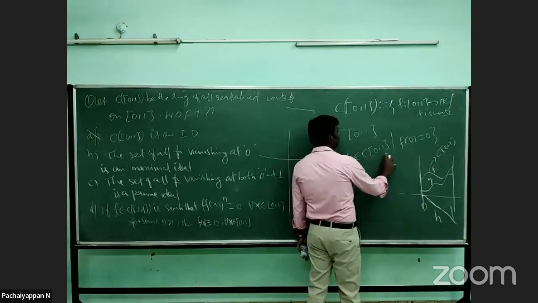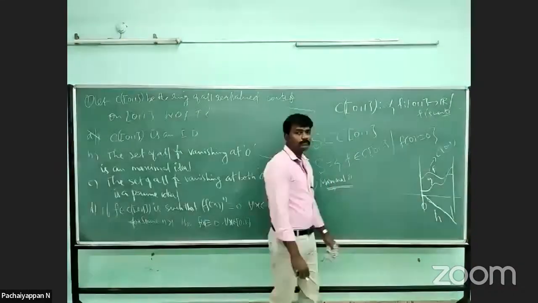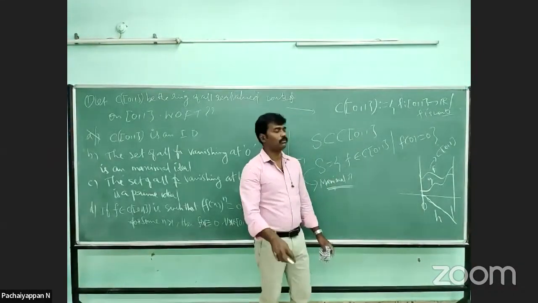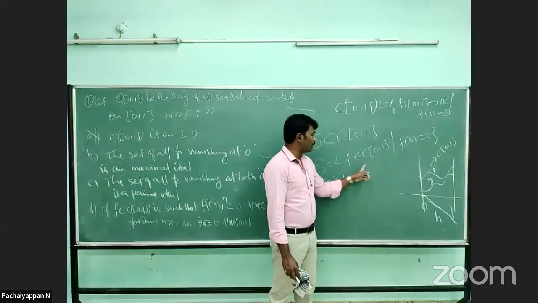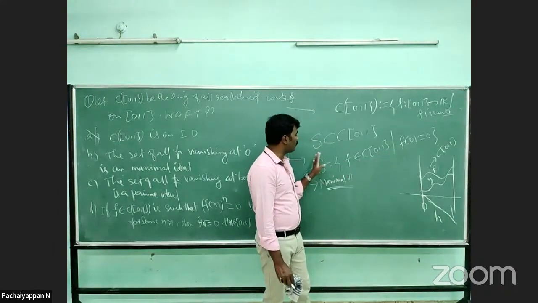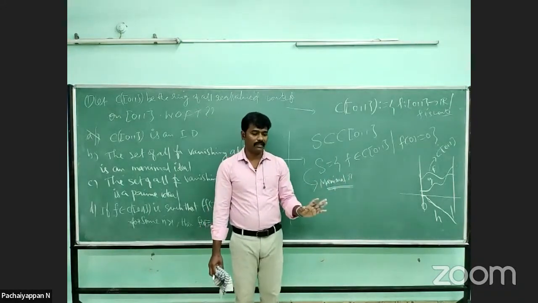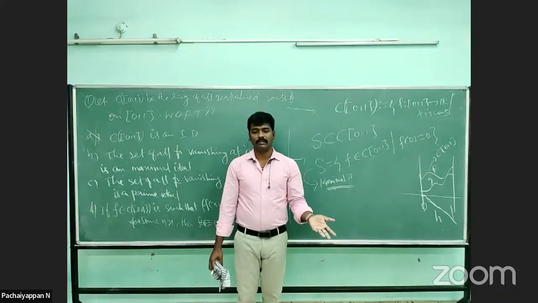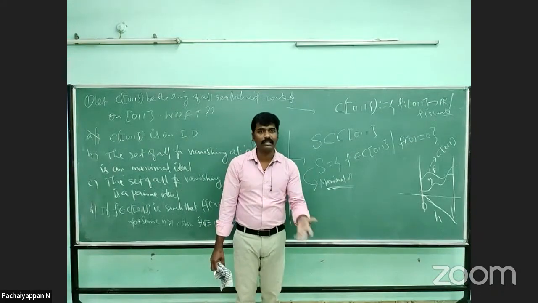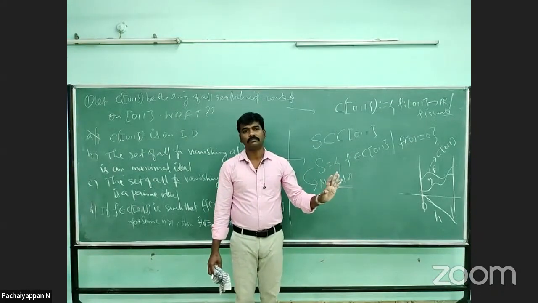Take an element in C[0,1]; the element should have this property: it takes the value 0 at 0. That kind of function we are collecting. Now the question is whether this S forms a maximal ideal or not. First of all, what is the meaning of ideal? Then what is a maximal ideal? Once we know this concept, we can decide whether it is a maximal ideal or not.